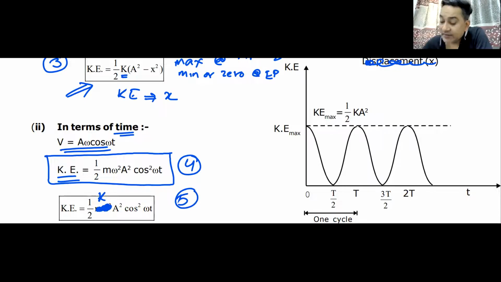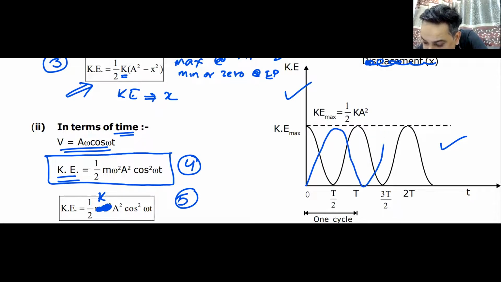This is the graph of kinetic energy versus time. This is the inverted graph of potential energy. The graph of potential energy goes like this. Do we see this? The blue one is the graph of potential energy and the black one is the graph of kinetic energy. I'll give you a minute to note it down.